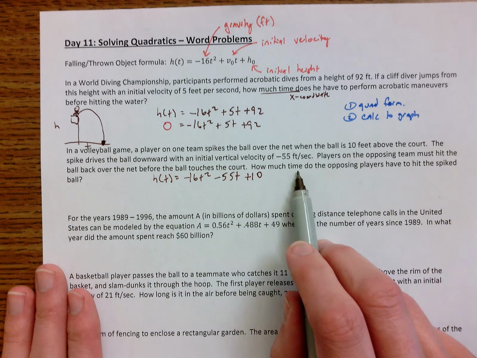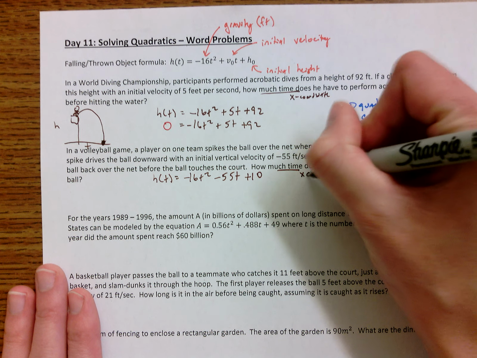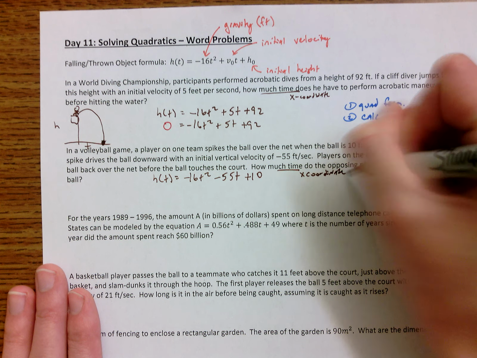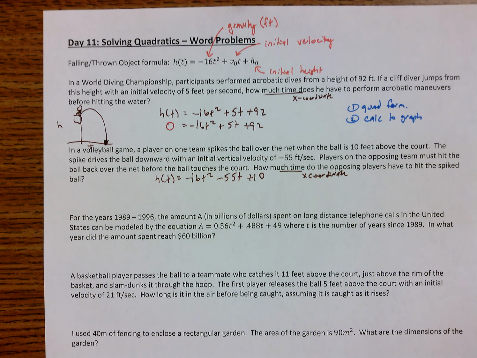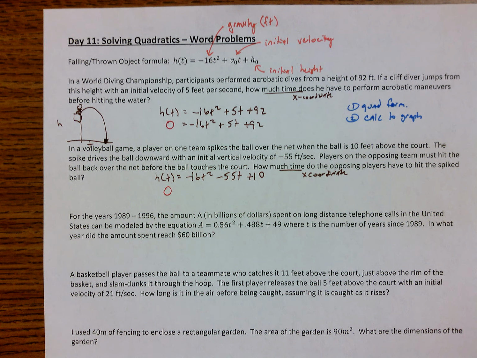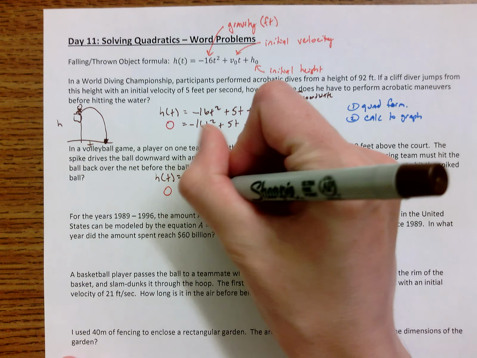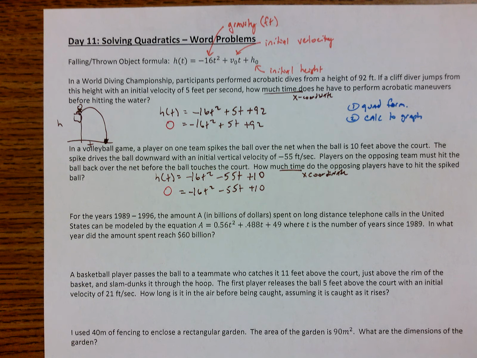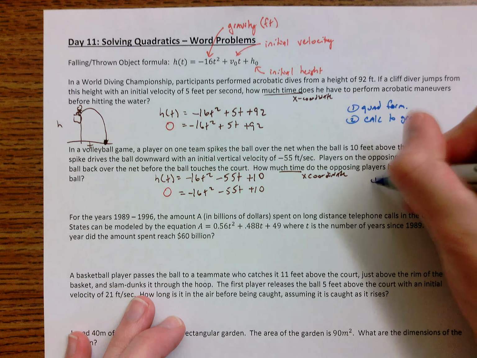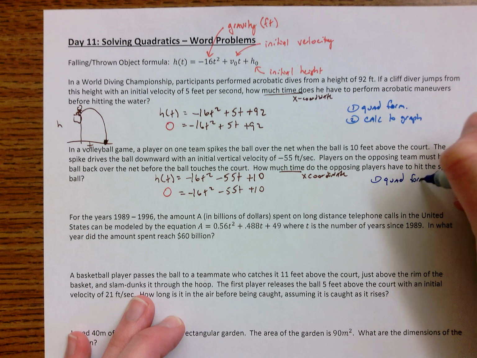Okay, and we want to know how much time. So again, that's going to be the x coordinate that we're looking for. Do they have before it hits the court, right? And when it hits the court, that's going to be at a height of 0. So again, I'm plugging in a height of 0, and I'm going to have 0 equals negative 16t squared minus 55t plus 10. Okay, and that's what I'm going to solve. You'll notice this one looks an awful lot like the last one. So in terms of how we could solve it, your two best options are going to be either the quadratic formula or using your calculator to graph.